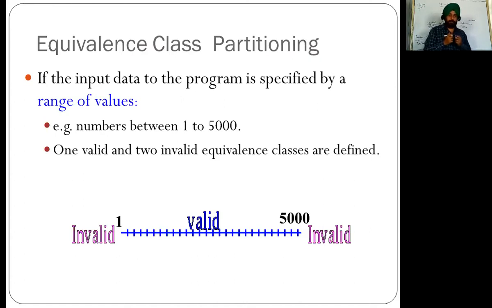We make three classes. Out of these, two classes are invalid classes and one class is the valid class. Just see what I have explained. That is also explained on the screen. Next one.